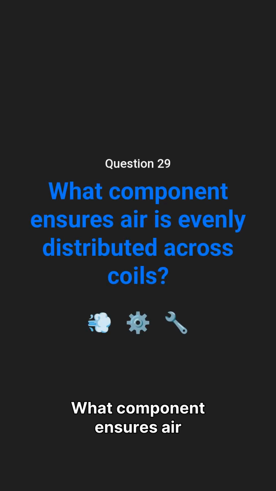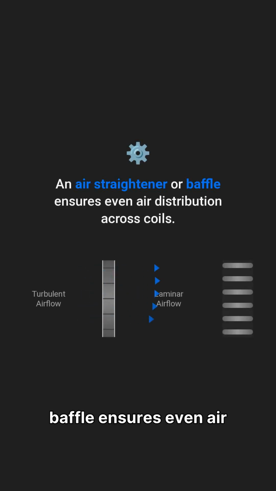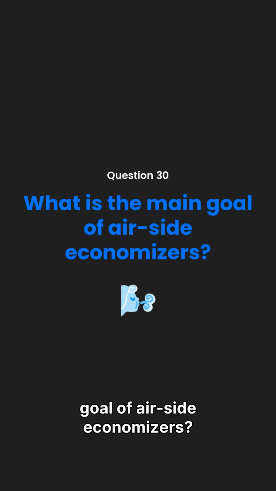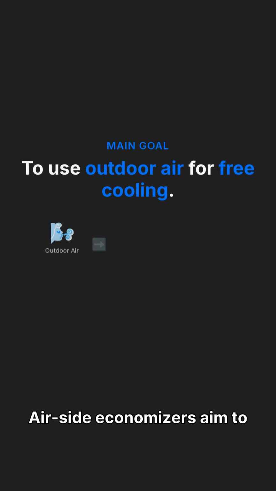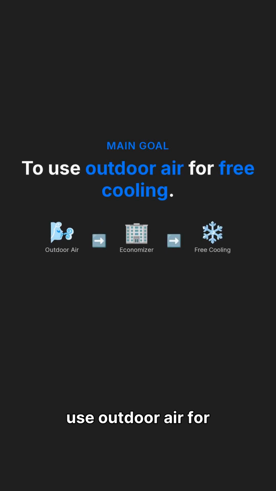What component ensures air is evenly distributed across coils? An air straightener or baffle ensures even air distribution across coils. What is the main goal of airside economizers? Airside economizers aim to use outdoor air for free cooling.